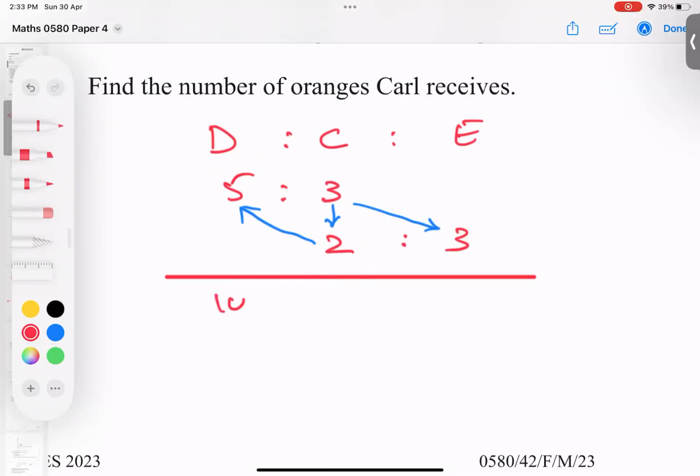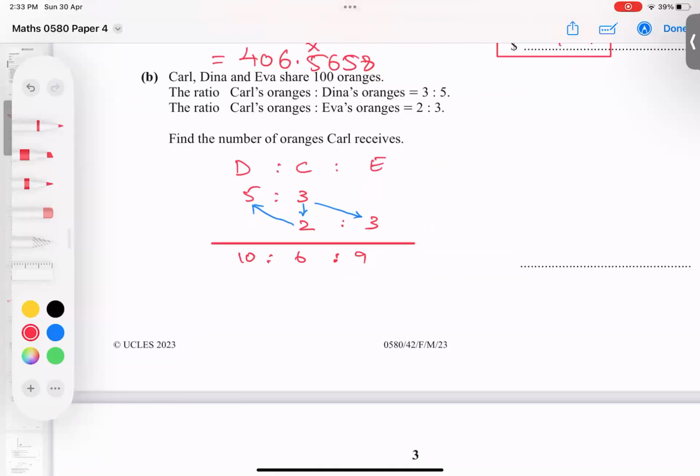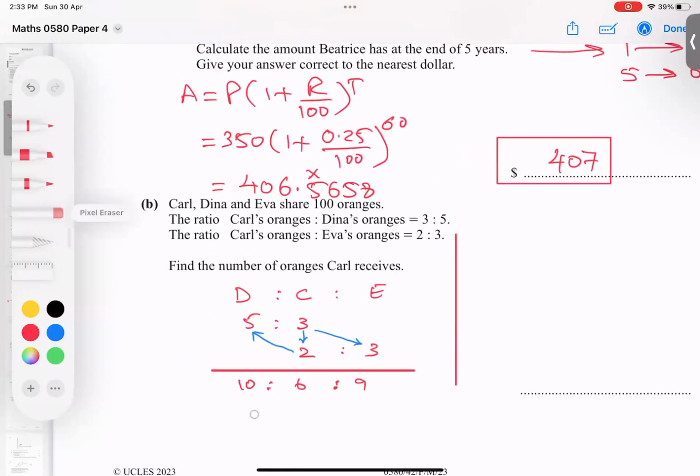I'm writing here 10 ratio. This 3 2s are 6 ratio. And this 3 3s are 9 ratio. I hope the point is very clear. The total number of oranges C has, so how to find it? The sum of the ratios is very simple. Find the sum of ratios. 10 plus 6 plus 9 is 25. Yes, 25.